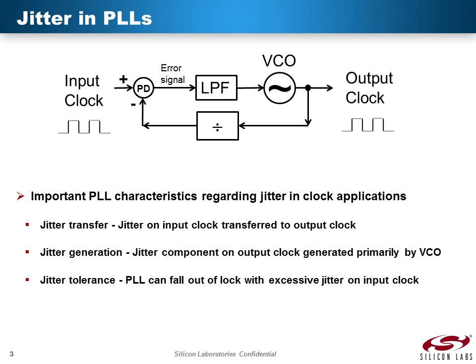Three important PLL characteristics with respect to jitter are, first, jitter transfer. This is the amount of jitter transferred from input clock to output clock. The jitter transfer function gives the amount of jitter attenuation that will occur at a particular offset frequency. It is strongly affected by the loop bandwidth of the PLL, which is strongly affected by the PLL's low-pass loop filter. Another important characteristic is jitter generation.